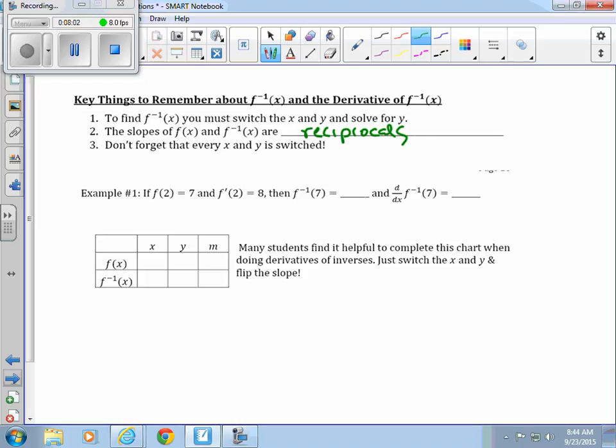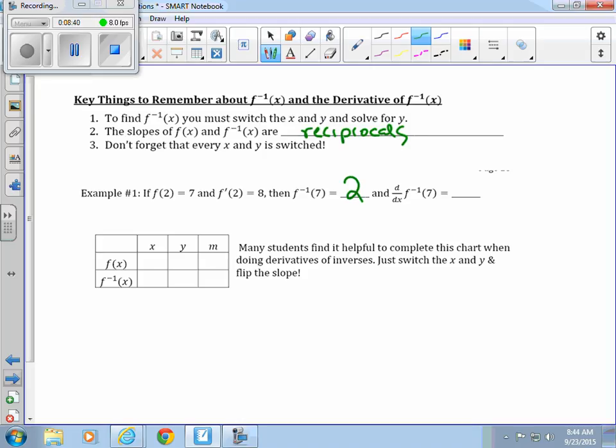First of all, let's answer the f inverse of 7 question. Does anyone know what f inverse of 7 is? No derivatives. If f of 2 is 7, f inverse of 7 is 2. Why is it 2? The inverse switches the x and y. So if f of 2 is 7, then f inverse of 7 is 2.